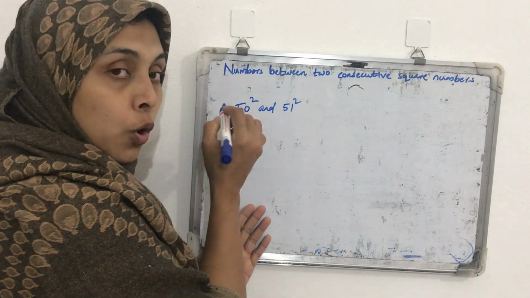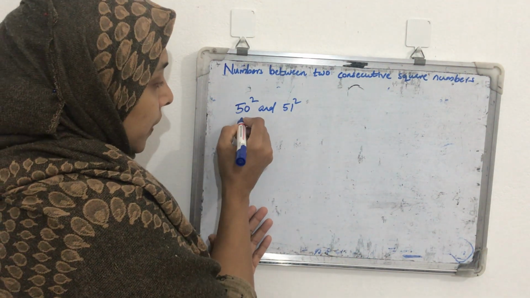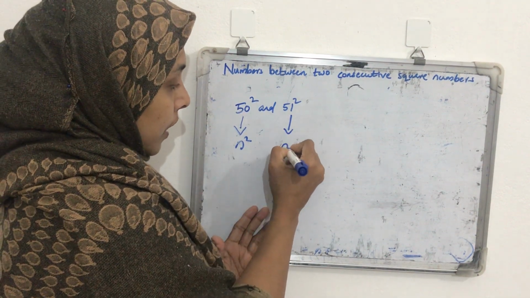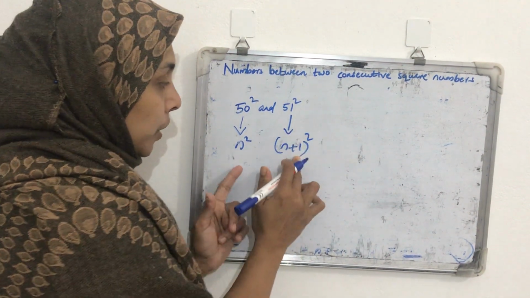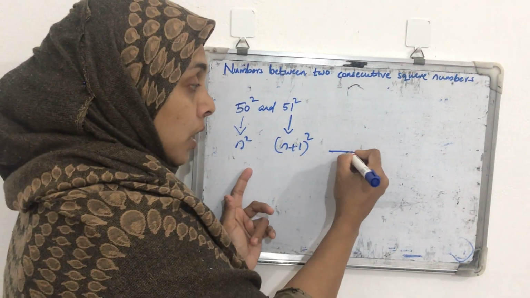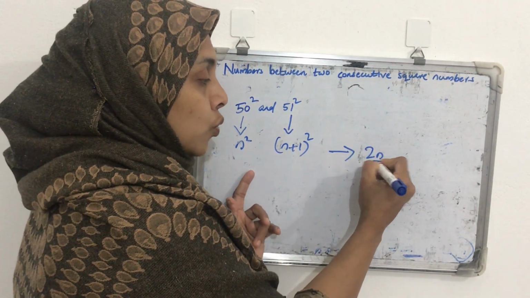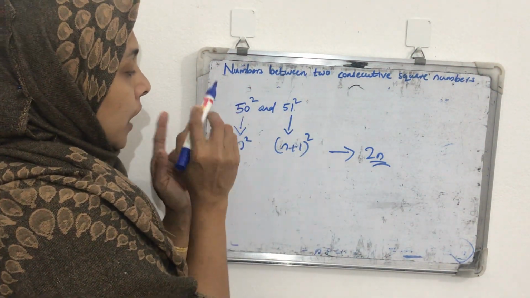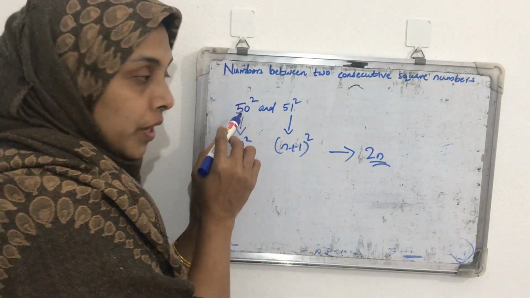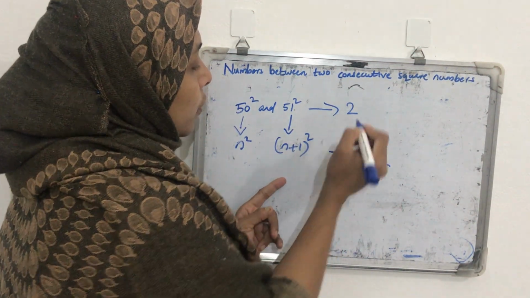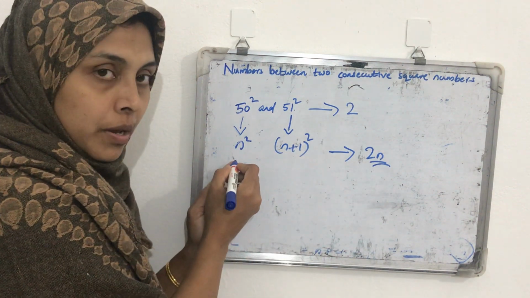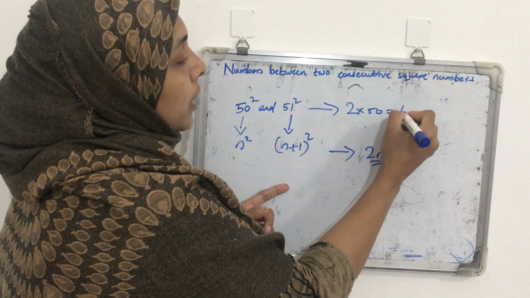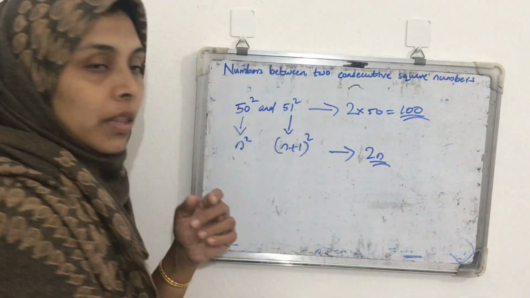The first number we take as n square, and the next we take as n plus 1 whole square. So in between these two numbers, there are 2n numbers. What will it be if it is 50 and 51? Here instead of n it is 50, so we multiply 2 with the first number, 2 multiplied with 50. There will be 100 non-perfect square numbers.